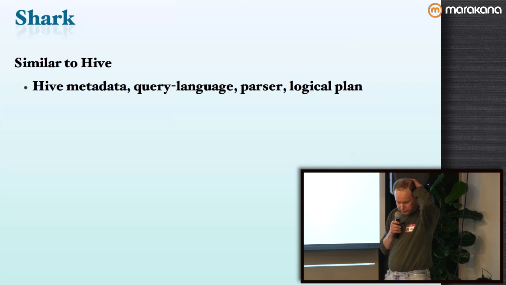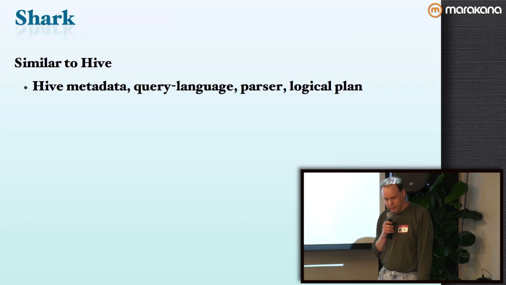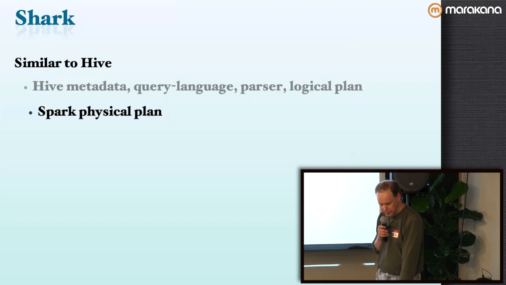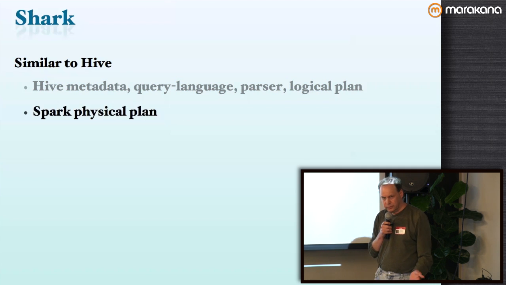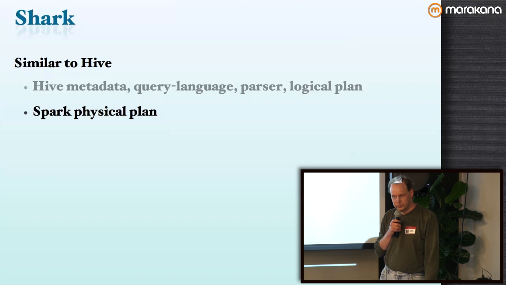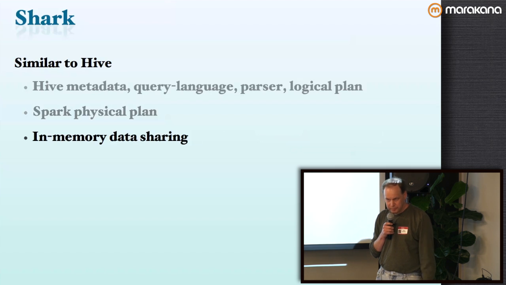Shark borrows directly from the Hive libraries. We take over the Hive metadata store, the actual HiveQL query language, which, like I said, is a subset of SQL. Then we also use the Hive parser and use the Hive libraries to generate the logical plan. But when it actually gets submitted to the Spark cluster, now we're running a Spark physical plan instead of the Hadoop physical plan, so that we start to get the same kinds of speedups, because again, we're using in-memory sharing of this data set.